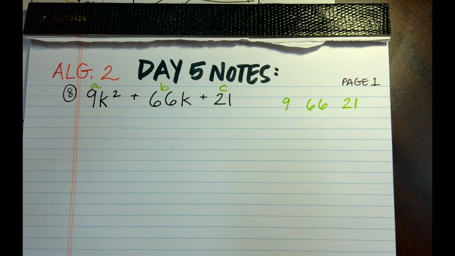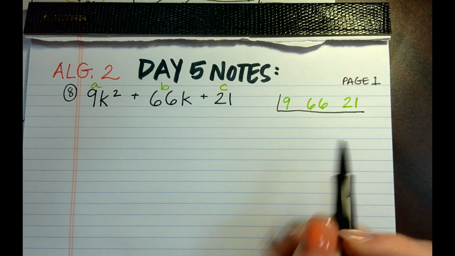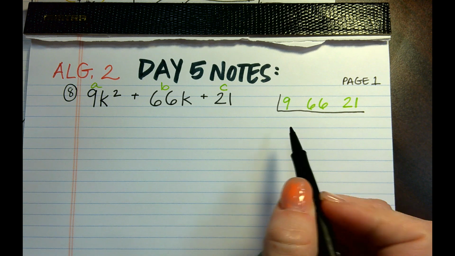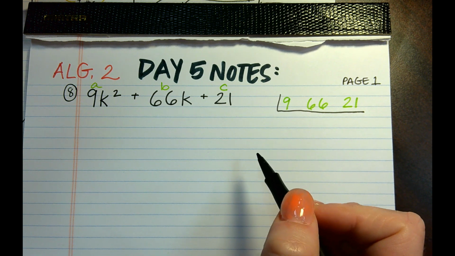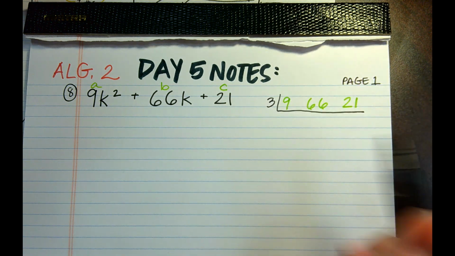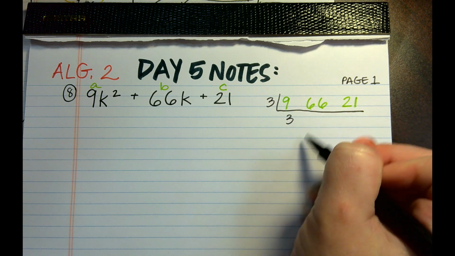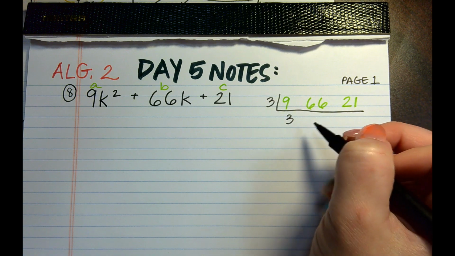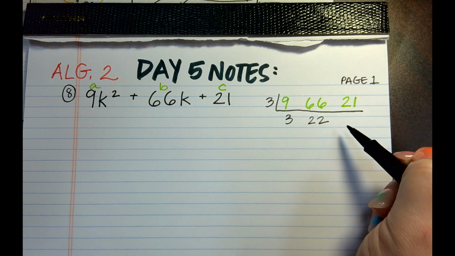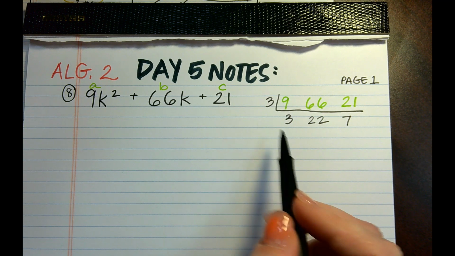And let's see if we can divide these by anything. Can I divide all 3 terms by 2? No. What about 3? Yes, we can do 3, so let's divide by 3. What's 9 divided by 3? 3. 66 divided by 3? 22. 21 divided by 3? 7. Okay. So we can divide by 3.